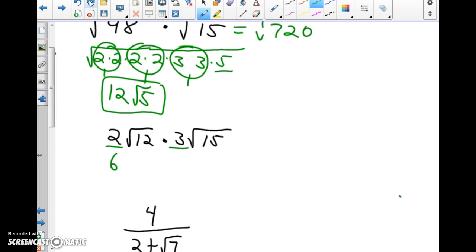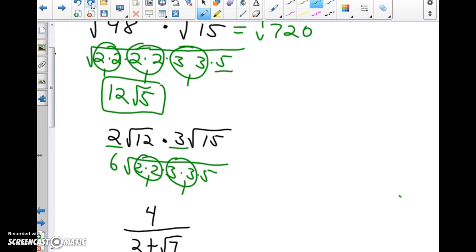Now let's break the 12 and the 15 down instead, as opposed to multiplying them together. So 12 is 2 times 2 times 3, and 15 is 3 times 5. We just break these guys down instead of putting them together to begin with. Now I see a pair of 2s and a pair of 3s. So now what am I going to take out of this?